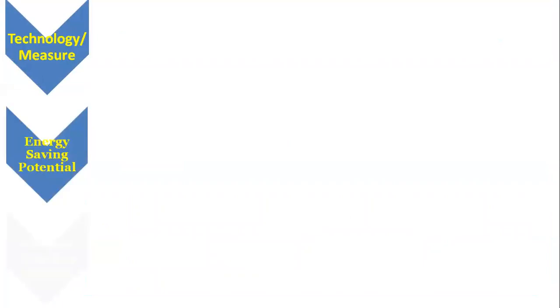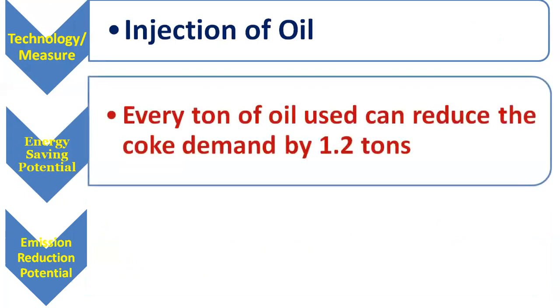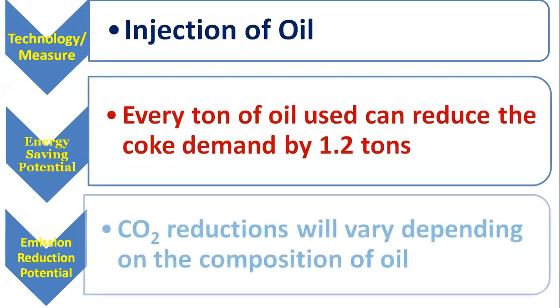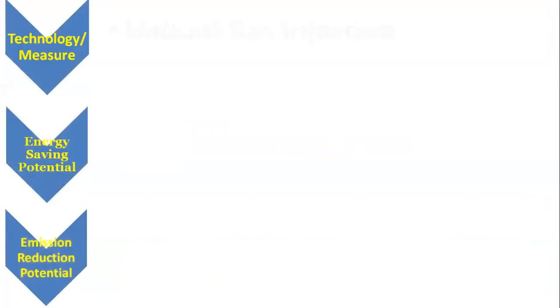Then the next measure is on injection of oil. For every ton of oil used, this can reduce the coke demand by 1.2 tons. It's again a trade-off between injection of coke and the oil, because the carbon dioxide reductions will vary depending on the composition of the oil, and in particular the carbon and hydrogen contents of the oil. That's also the thing.